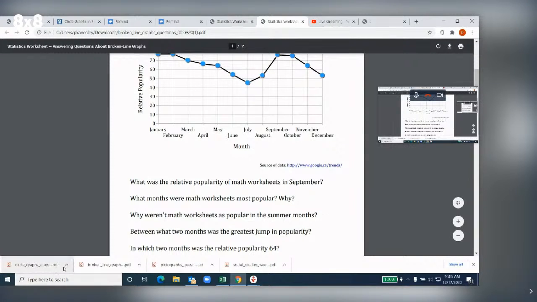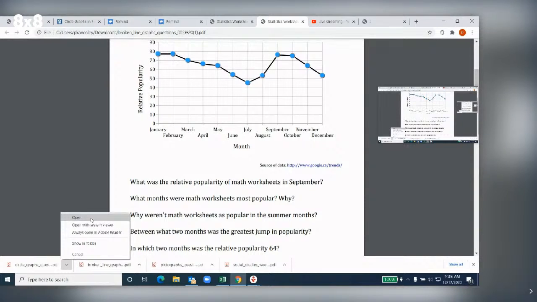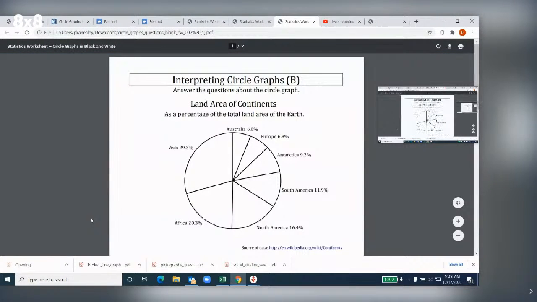Okay. And the last graph we're going to do is what we've done the last couple of days, a circle graph. And once again, we want to look at the title. This is land area by continents. And I think we might have done this one. This is a percentage of the total land area on Earth. So if you look at this, you'll see Asia is the biggest continent, Africa is the second biggest, then North America, South America, Antarctica, Europe, and Australia. So those are the 7 continents, and this is by land area. So you see Asia is the biggest, and Australia is the smallest continent.